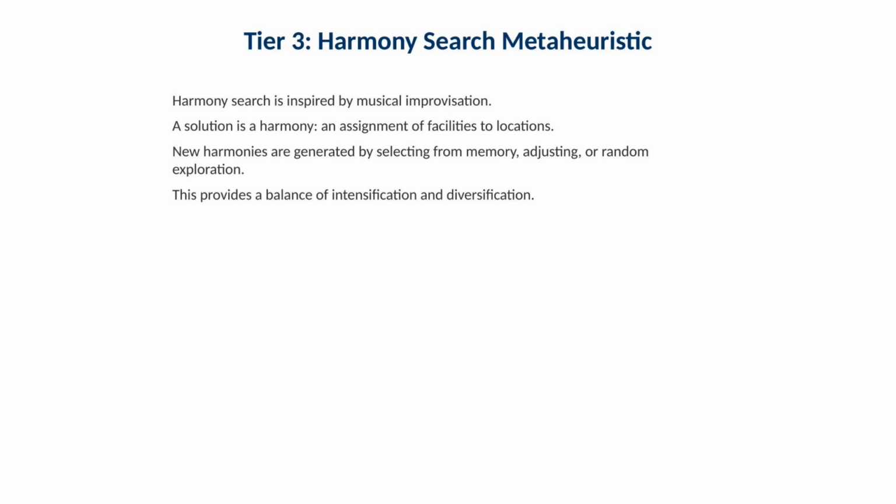Tier 3 uses harmony search, a meta-heuristic inspired by musical improvisation. A layout solution is treated as a harmony, meaning an assignment of facilities to locations. New harmonies are created by selecting assignments from a harmony memory, applying small adjustments, or choosing random alternatives. This gives a practical balance between exploiting good layouts and exploring new ones.